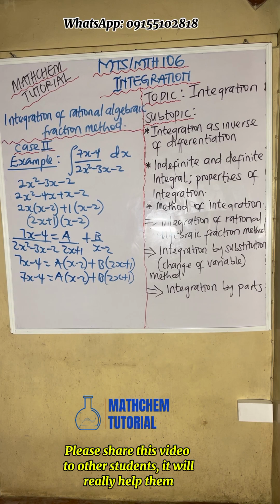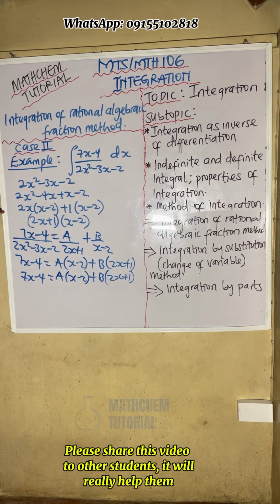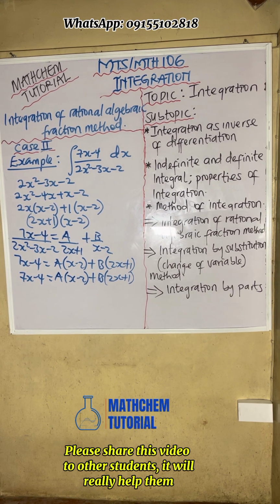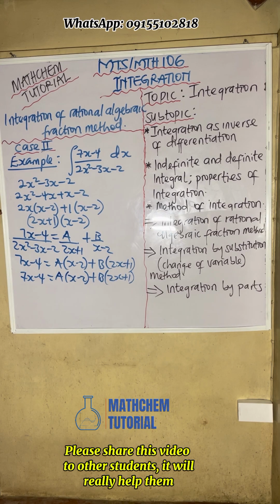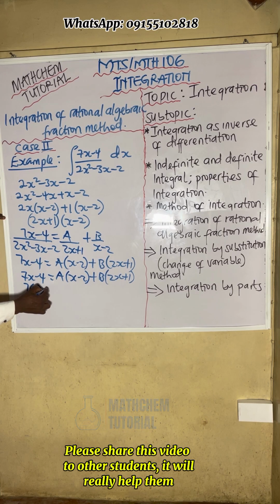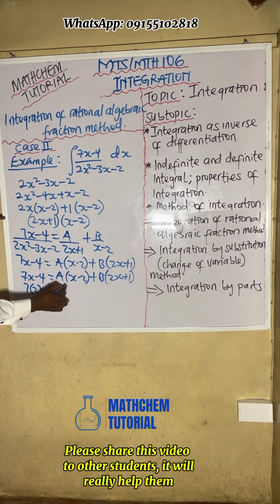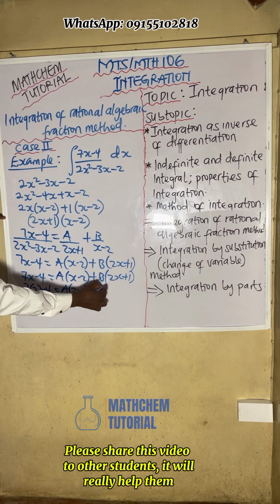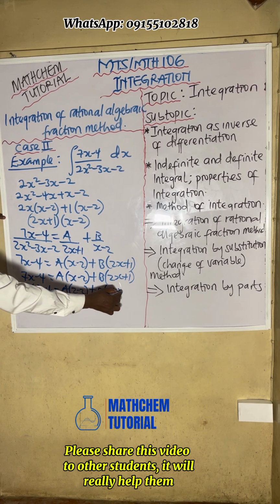Then what would I do next? From here, I take x minus 2 and equate it to 0. If I equate it to 0, then x will be equal to 2, like that. So when x equals 2, I'll put it as 7 in bracket 2 minus 4 equals A in bracket 2 minus 2 plus B in bracket 2 times 2 plus 1.